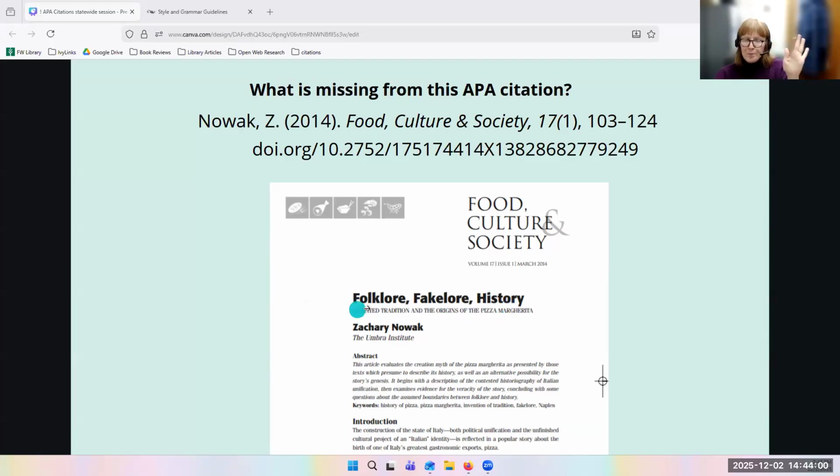The title of the article is called Folklore, Fakelore, History. The name of the journal is called Food, Culture, and Society. It's a little hard one, but just be aware that we need both the title of the article, which has its own title, and then if it's in a journal, we also need the journal's name. That information goes last with the rest of the source information. Okay.